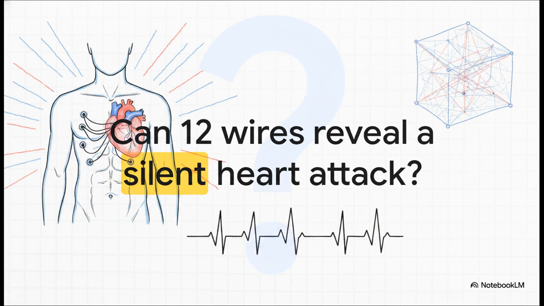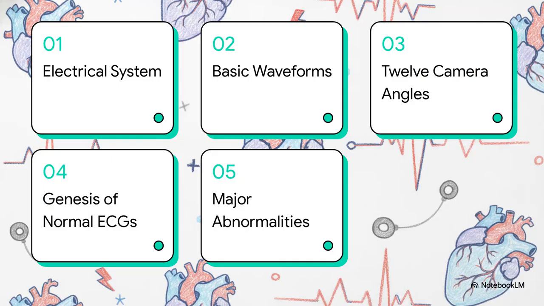We are going to completely demystify how these surface signals translate into a three-dimensional electrical map, giving us a real-time window into what's happening deep inside the chest. Okay, here's our language decoder syllabus for today. First, we'll look at the heart's electrical system. Then we'll break down the basic waveforms. Next up are the 12 camera angles, followed by the genesis of a normal ECG, and we'll wrap up with diagnosing major abnormalities. Let's dive in.